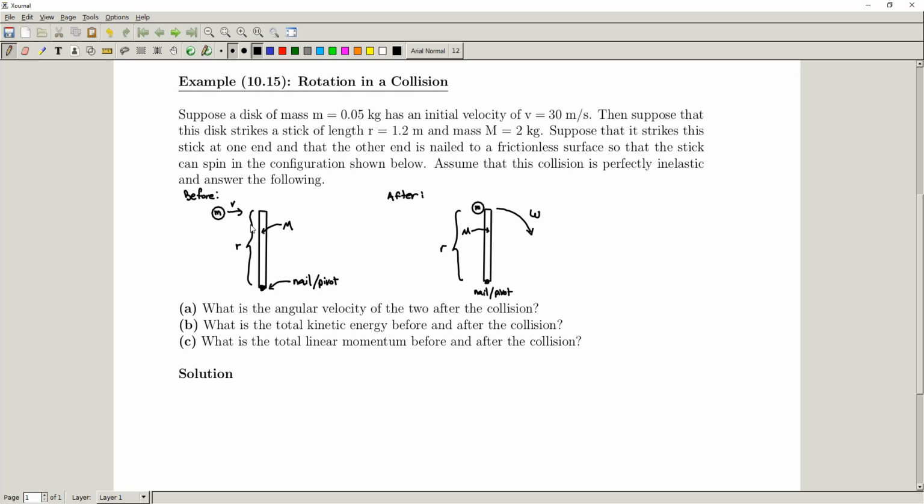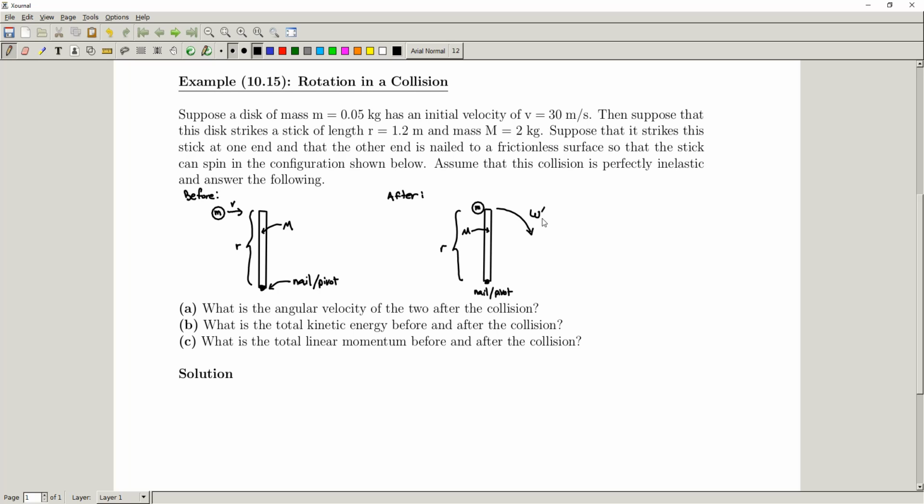and our disk moving in with some initial velocity v is going to strike the stick at one end, and we're going to end up having the disk in the after picture here sticking to the tip of the stick, and the whole system is going to start to rotate about that pivot where we have the nail, right? And I guess maybe more accurately I could call this omega prime, because that would be our angular velocity after the collision. Okay, so this is the setup.